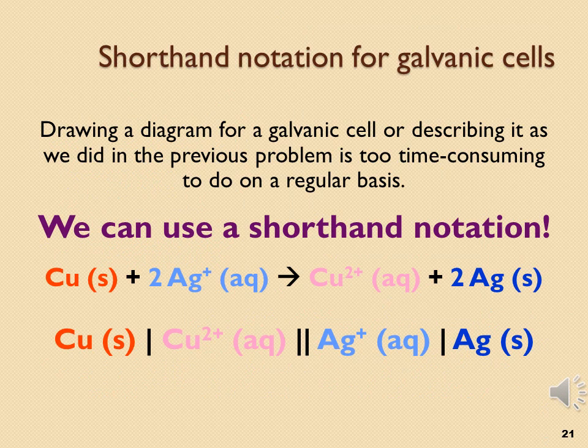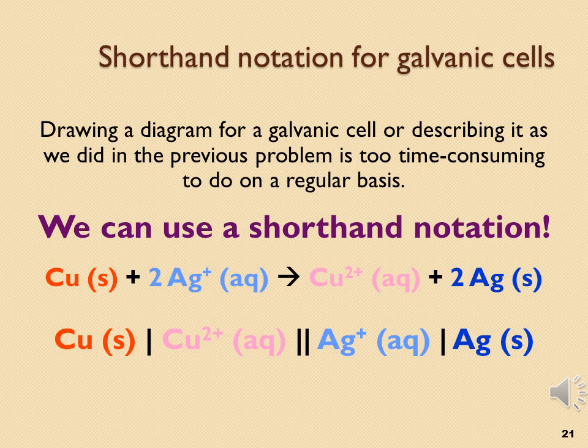Shorthand notation for a galvanic cell or an electrochemical cell. Drawing a diagram for a galvanic cell or describing it as we've done in our previous discussion is too time consuming to do on a regular basis. We can use a shorthand notation. For example, we have our overall equation, which is copper solid plus 2 silver ions, giving us the copper ions plus 2 silver solid on the right hand side.